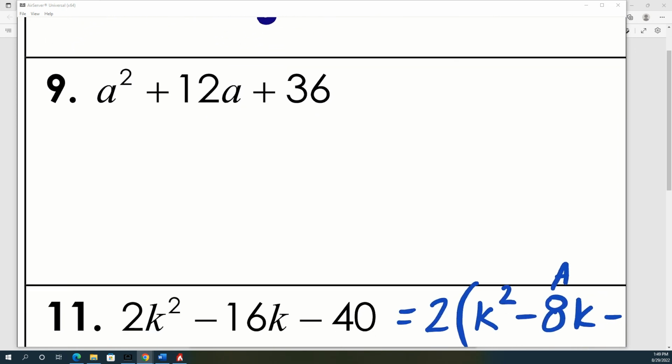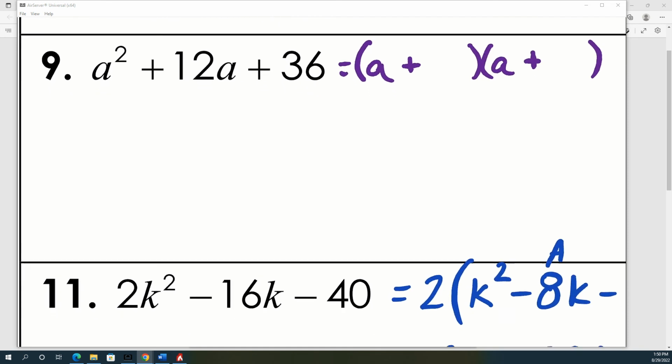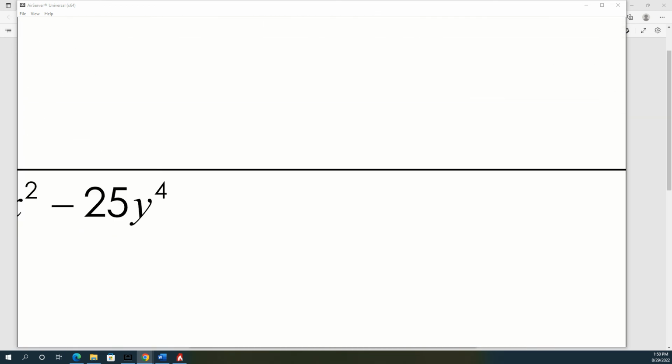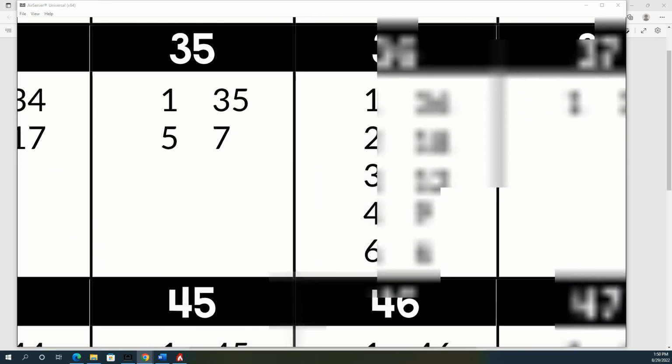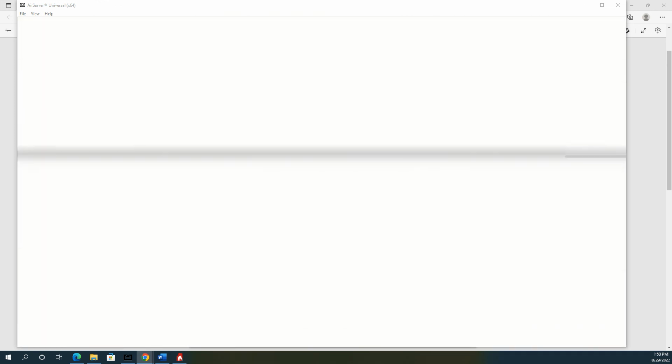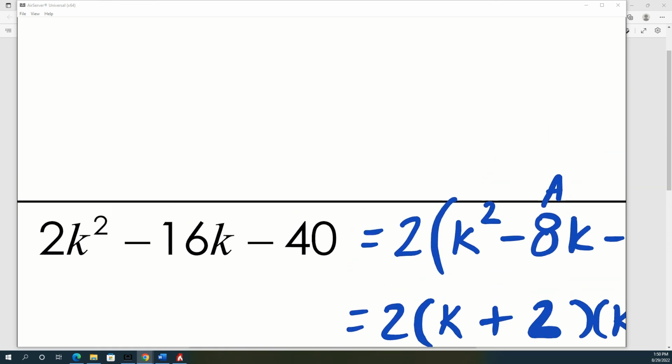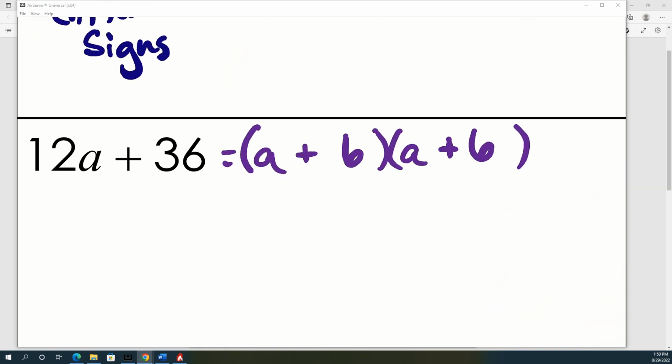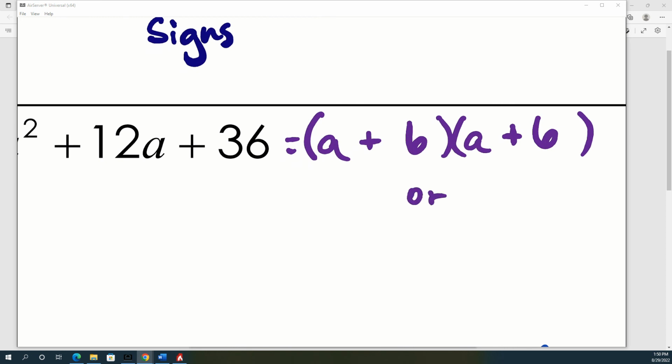All right, and then for this one, I know I'm going to multiply and get positive, add to get positive, so it has to be positive, positive. Then I want to multiply to get 36 and add to get 12. Those are our options, and the pair that adds to give you 12 is 6 and 6. I just want you to know that on a multiple choice test, when it's something times itself, it could be written as that thing squared.